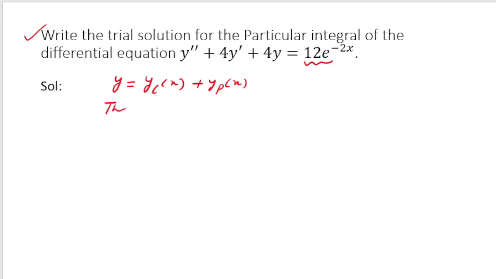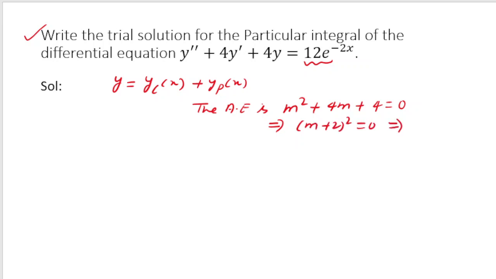To find the complementary function part, you write the auxiliary equation. Let me write it again, the auxiliary equation is m square plus 4m plus 4 is equal to 0. How to write the auxiliary equation? I believe that there is no confusion in that now, right? Now if you solve it, this is basically m plus 2 whole square is equal to 0. So you will get m is equal to minus 2 and minus 2.